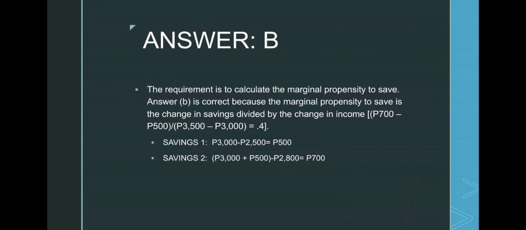For our second savings, we add the additional income to our first income of 3,000 pesos. So we now have a 3,500 income, and it will be deducted by the new spending of 2,800 pesos. Thus, we have a second savings of 700 pesos. Therefore, our change in savings is the difference between 700 pesos and 500 pesos, and that is 200 pesos. And we compute for the change in income by deducting 3,000 from 3,500. So we arrive at 0.4 marginal propensity to save.